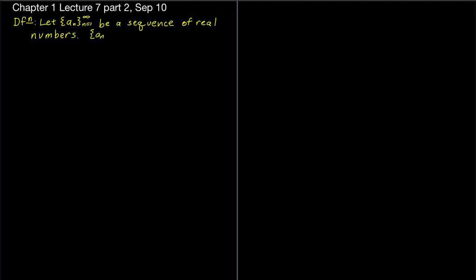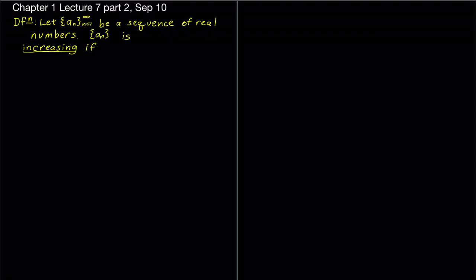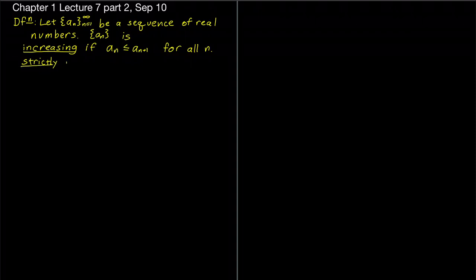And this sequence is increasing if an is less than or equal to an plus 1 for all n, and it is strictly increasing if an is strictly less than an plus 1 for all n, not less than or equal to. This is the definition that our book uses.